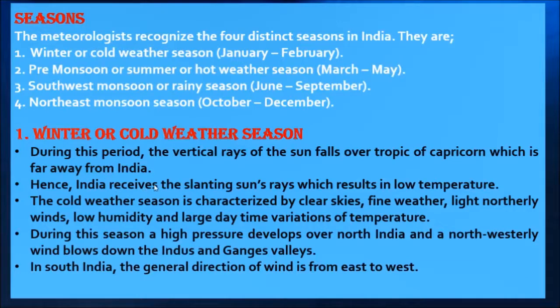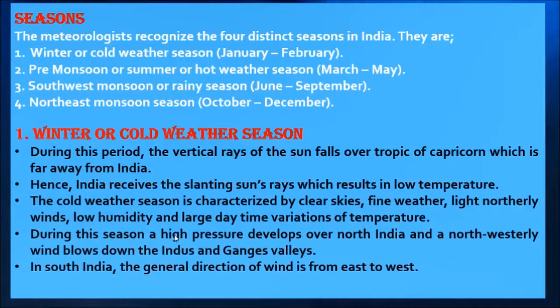Hence, India receives the slanting sun's rays, which results in low temperature. So we just have a little bit of sun's rays, slanting and not vertical rays. Vertical means directly straight. Slanting means we get it just from far. So it's a very low temperature during winter season. The cold weather season is characterized by clear skies, fine weather, light northerly winds, low humidity and large daytime variations of temperature.